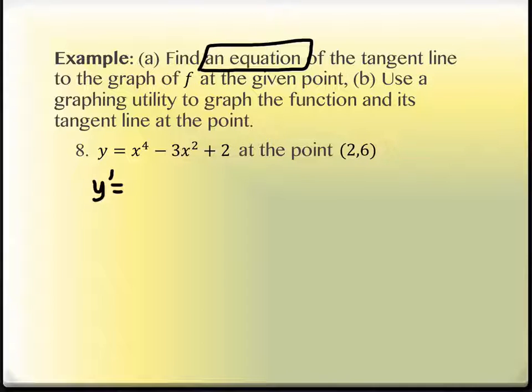Okay, what did you get for the x to the fourth part? 4x cubed. Okay, did everybody get 4x cubed? Okay, good. What did we get for the negative 3x squared? Yep, minus 6x. Very good. And how about the plus 2 part? 0. Constants, no matter what they look like, just become 0.